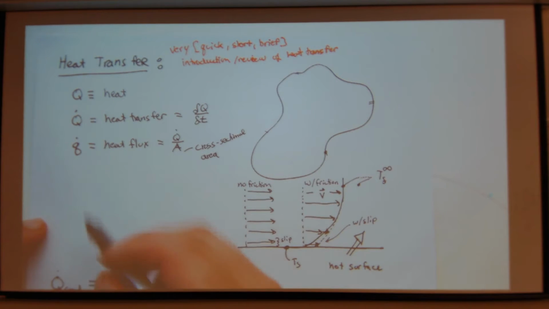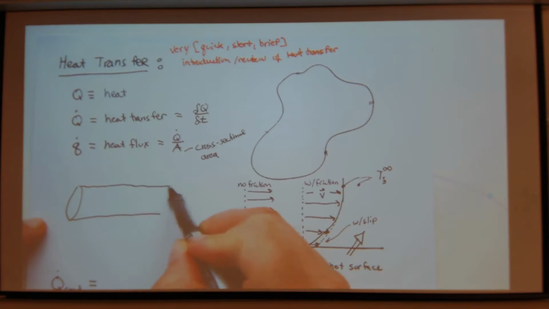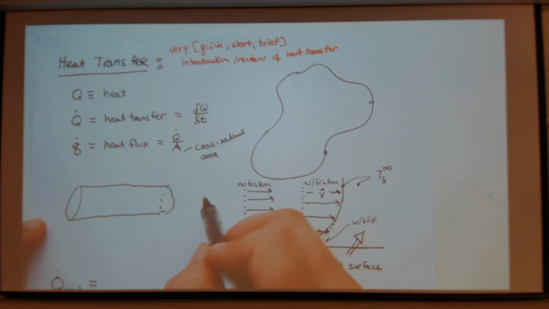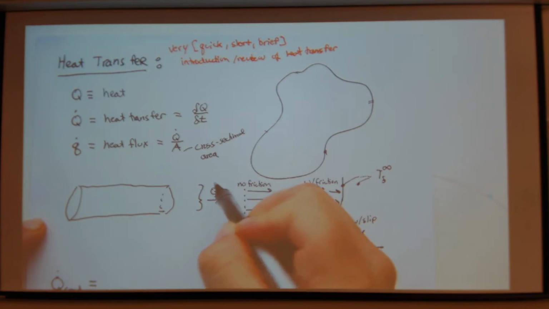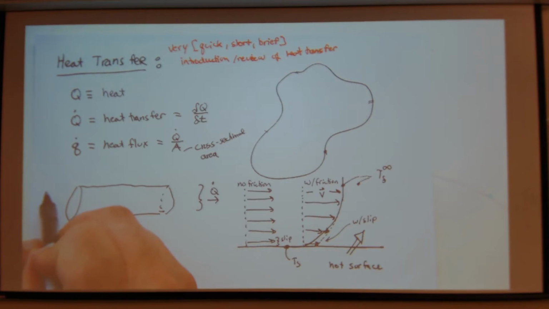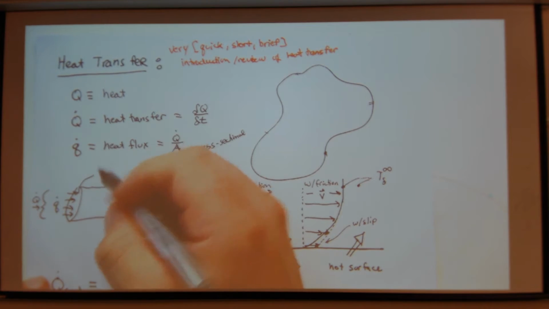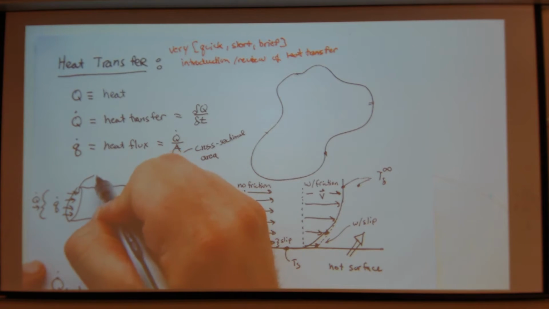So just to illustrate this, let's draw some circular bar. And I have some total amount of heat going through it, but at a rate. So likewise, Q dot, but I could represent this also this way, where now that is my cross-sectional area.